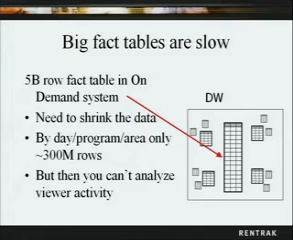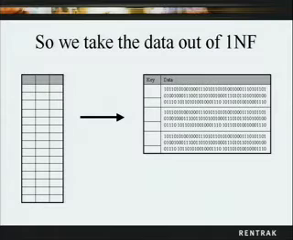So the first thing we need to do is take the data out of first normal form. And so that we don't lose the data, once we've taken it out of first normal form, we make the records big and fat, and we store a lot of information on them. We store enough information that we can get every data point that anyone's ever interested in, everything we need to know at the consumer level.